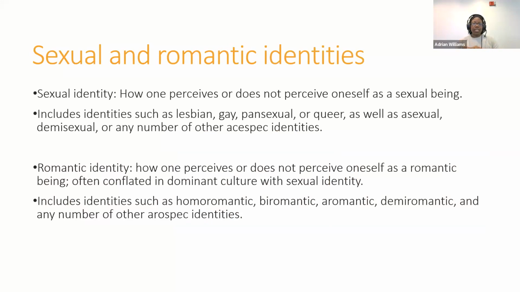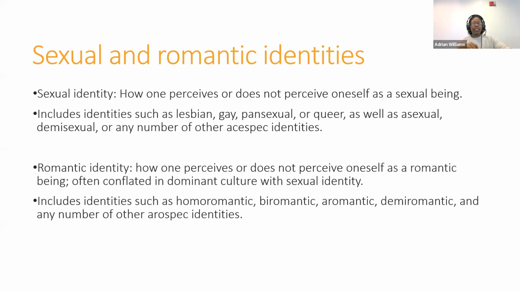Okay, sexual and romantic identities. One's sexual identity is how one perceives or does not perceive oneself as a sexual being. It can also be thought of as how one thinks of oneself in terms of to whom one is or is not sexually attracted. Sexual identities include identities such as lesbian, gay, pansexual, or queer, and it can also include identities like asexual, demisexual, or any number of other aspec identities.